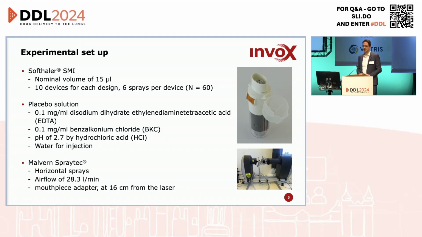And we measured them with a Malvern Spraytec. We used horizontal sprays, an airflow of 28.3 liters per minute, and we used the mouthpiece adapter at 16 centimeters from the laser. So it uses laser diffraction to measure the droplet size. When I say spray duration, that's the time between when the transmission drops below 99% and when it rises again above 99%.